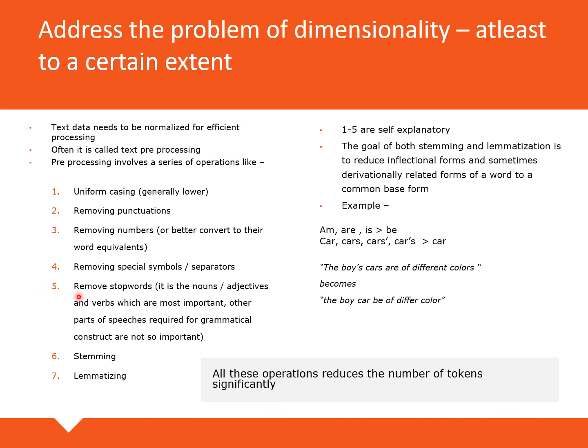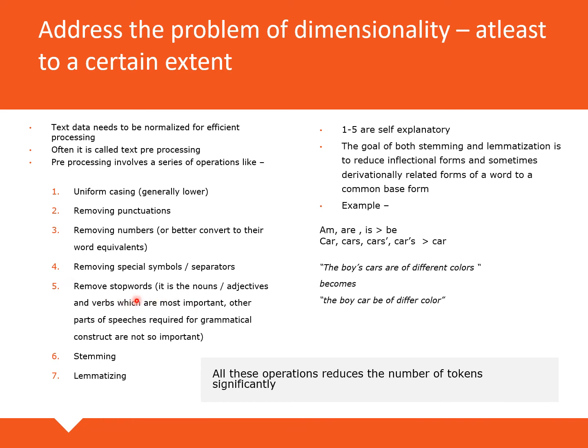Then there is this interesting one: removing special symbols and separators, because in some cases you will have symbols like at the rate, you will have symbols like hyphen, or you can have other delimiters in the data. So make sure you are removing them. And then comes the part which actually leads to maximum reduction of dimension of the document term matrix or the document feature matrix, and that is when we remove the stop words.